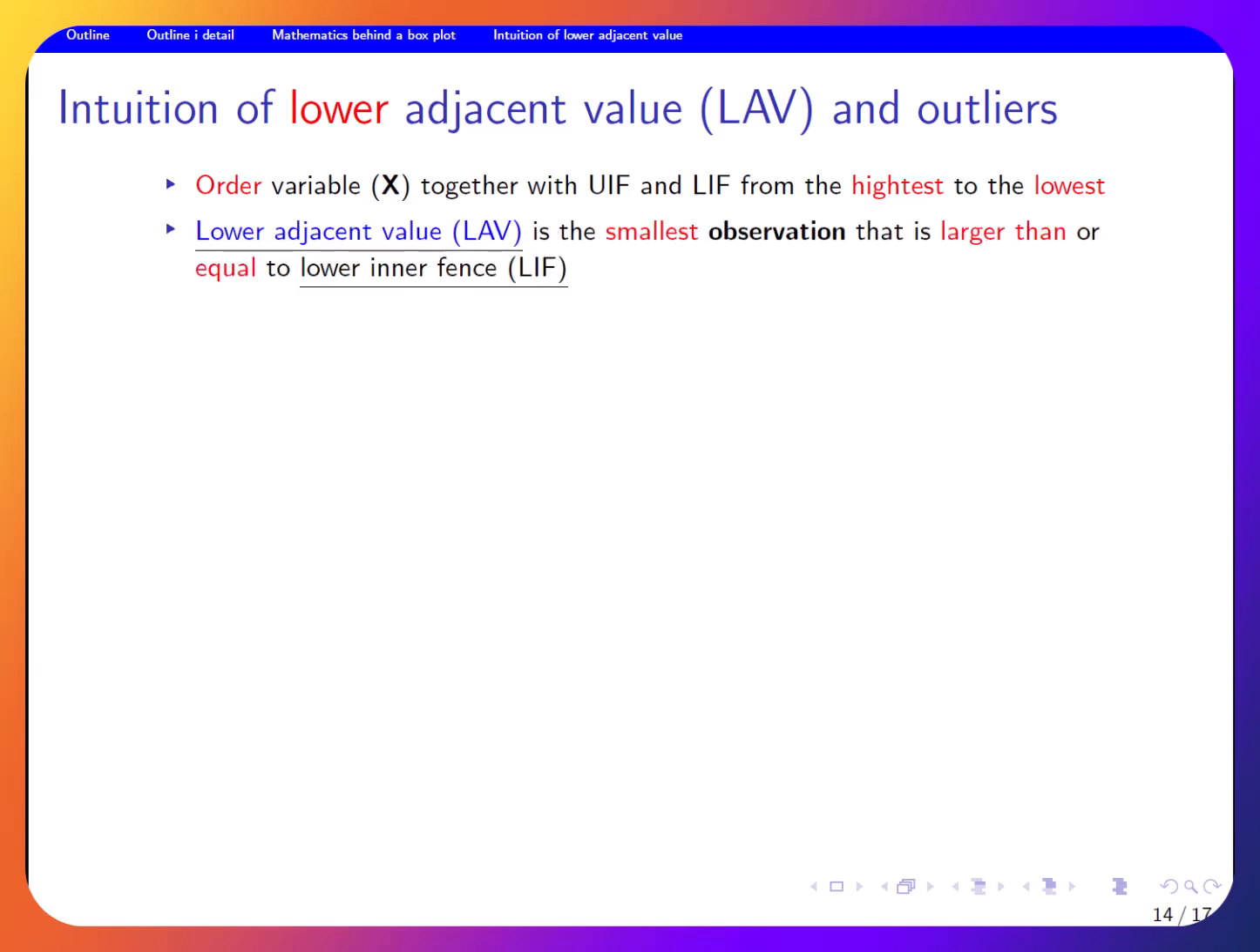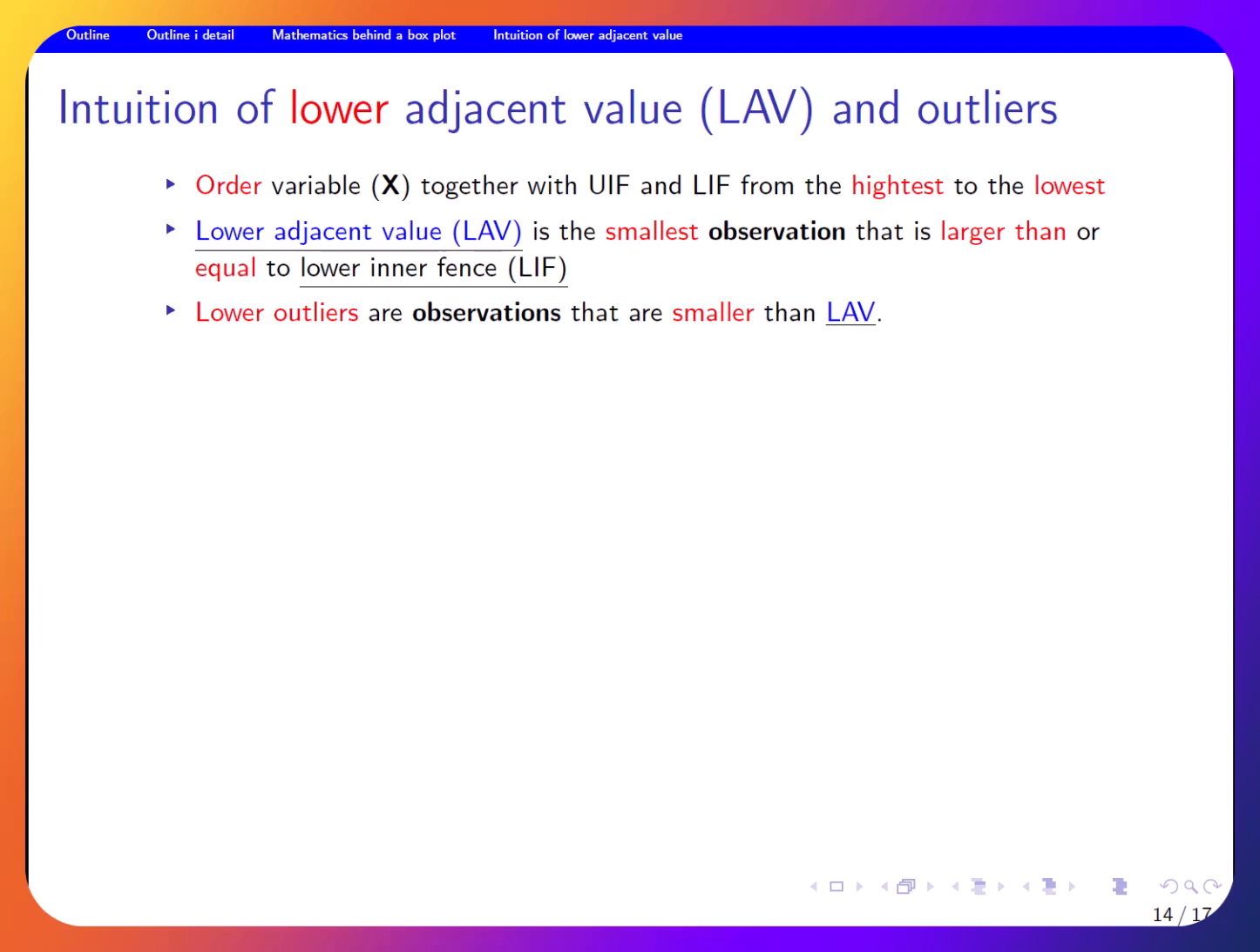Lower adjacent value is the smallest observation that is larger than or equal to the lower fence. Lower outliers are observations that are smaller than the lower adjacent value. Both lower adjacent value and lower outliers are observations from the dataset.